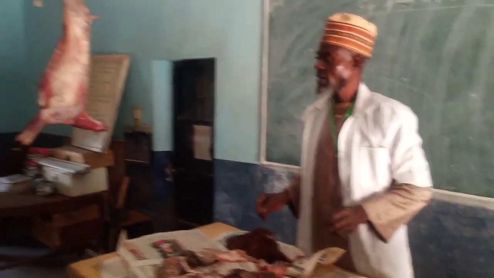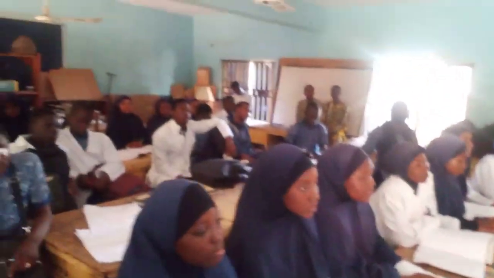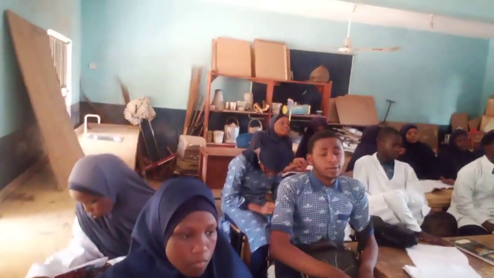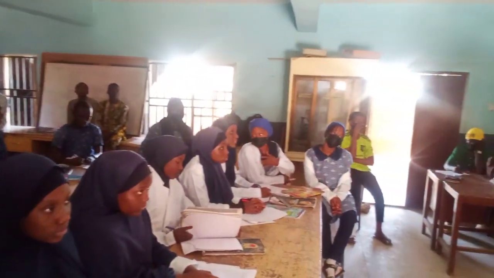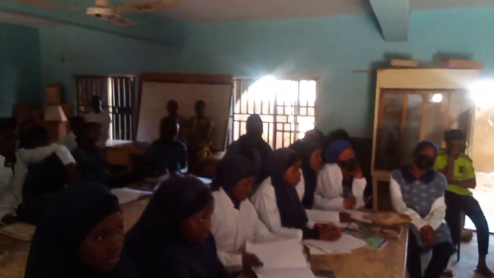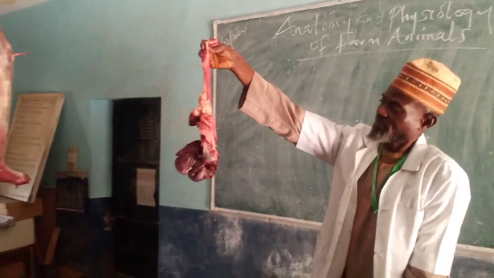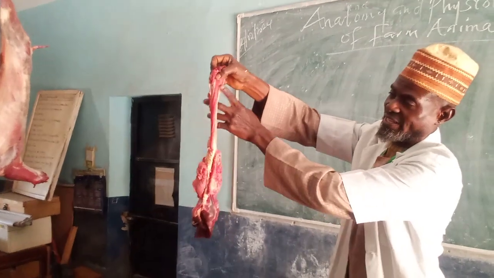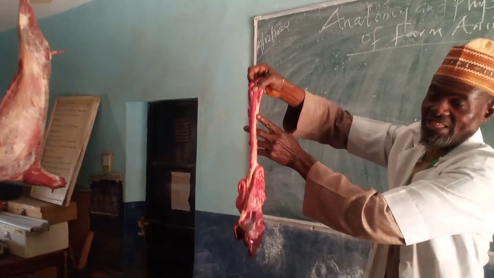Now, having looked at the digestive system of the ruminant animals, let us also look at some of the organs of these animals. Among the organs that can be found in ruminants in particular is this. This is what is called a trachea. Hope you are following me.